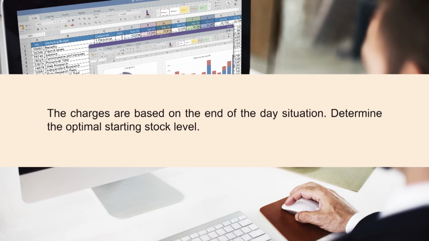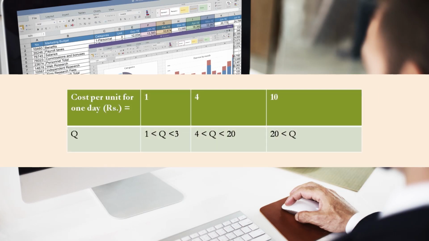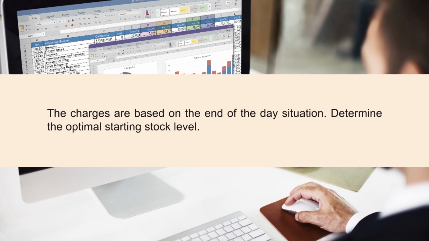Furthermore, the charges are based on the end-of-day situation, that is, the cost per unit is computed for one day. The quantity should not be less than 1 and should be less than 3, and the quantity should be less than 20 and more than 4, and the quantity should be less than 20. The charges are based on the end-of-the-day situation.